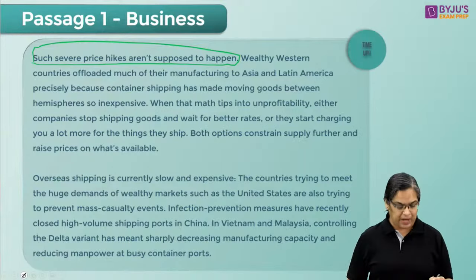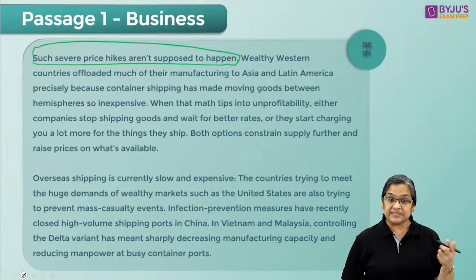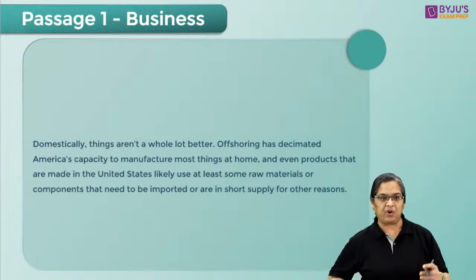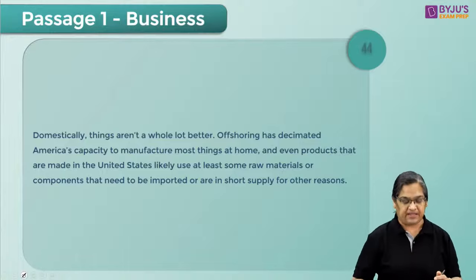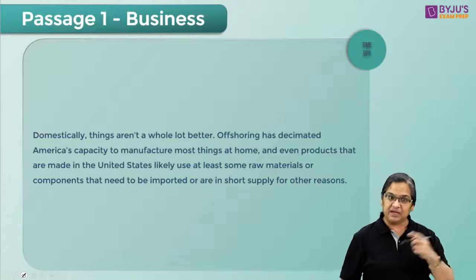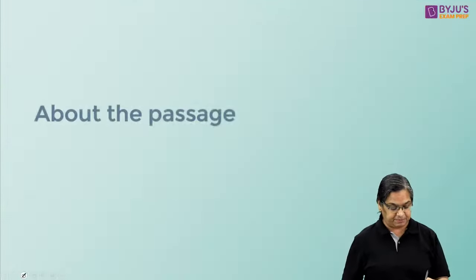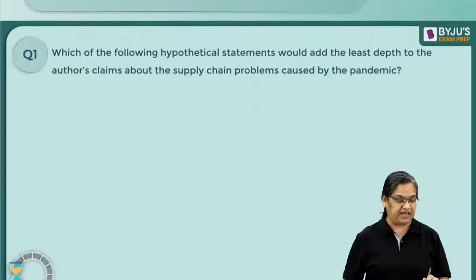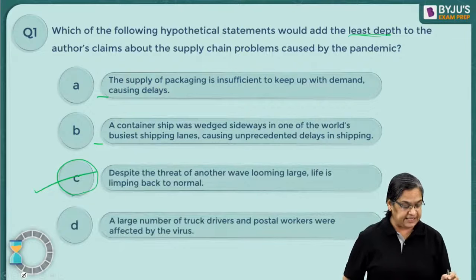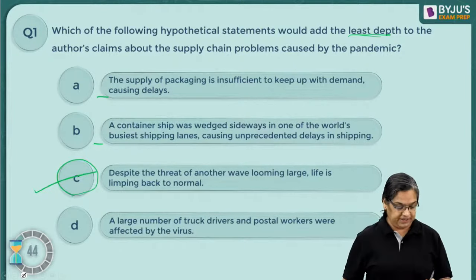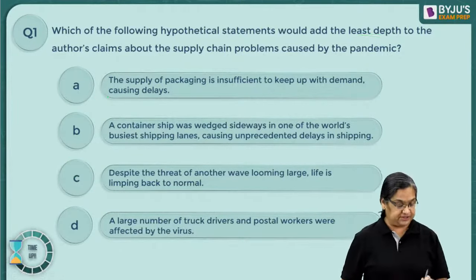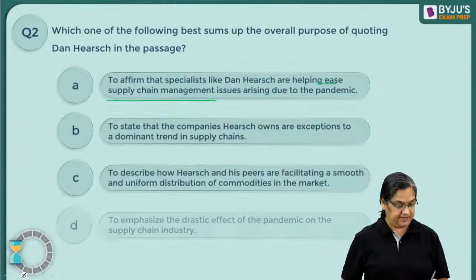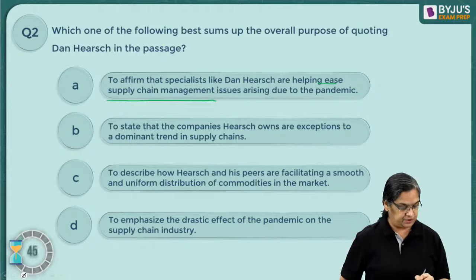Why aren't they supposed to happen? Because he talks about how the whole reason this offshoring thing happened was the ease with which things were shipped, and shipping was also economical, right? So therefore, from there we can infer option C, that it is not the norm that the shipping prices would be so high. So, no, the next question.